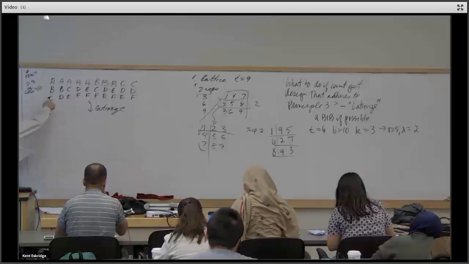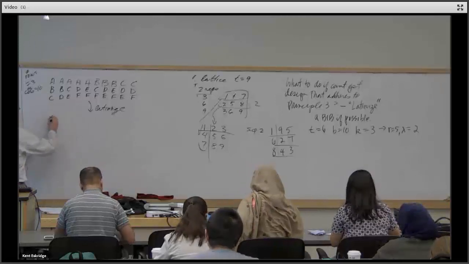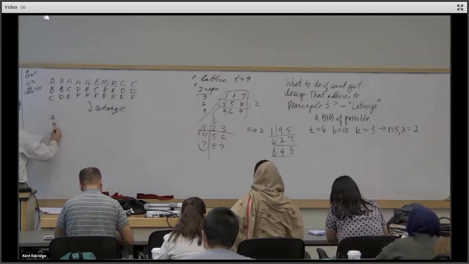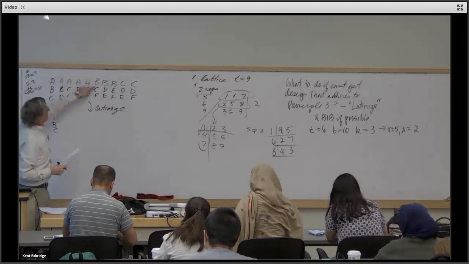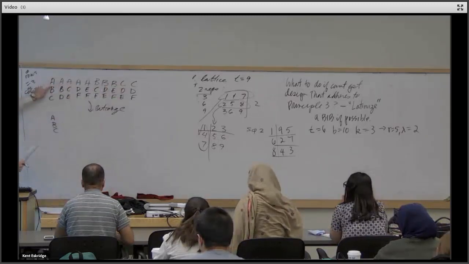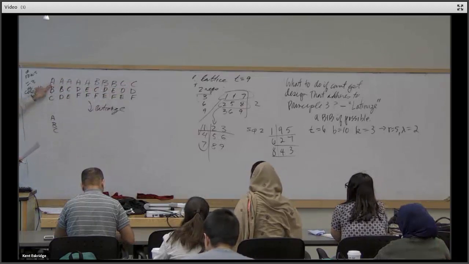Well, what I want to do is take each block and rearrange those treatments within a block, so I try to balance these things out the best I can. Now look, I don't want to have A showing up in that row like that. Look, I can certainly balance out A better than that, right?